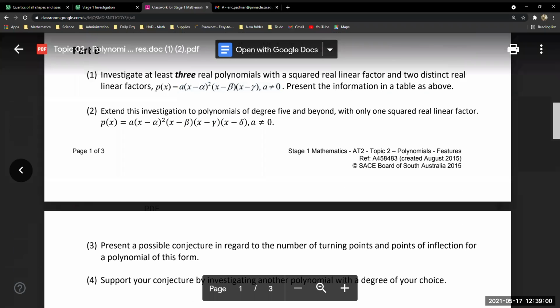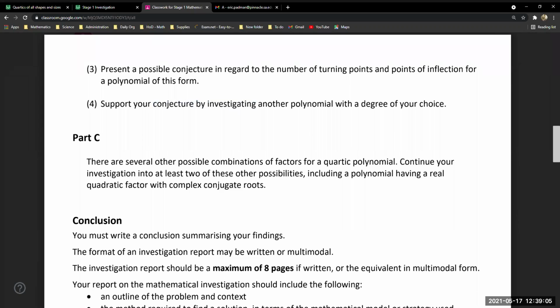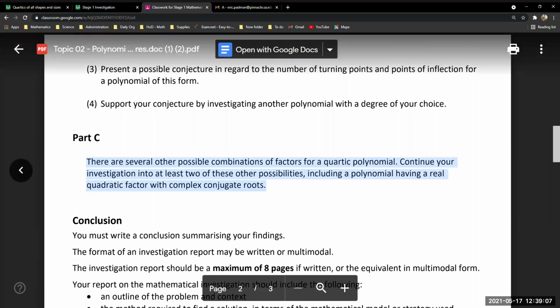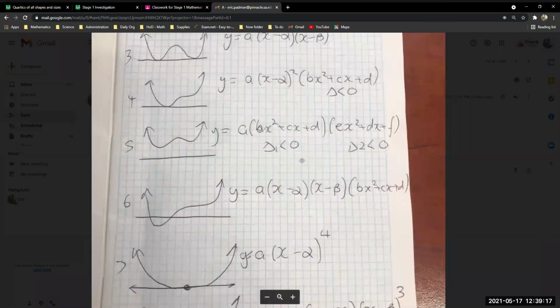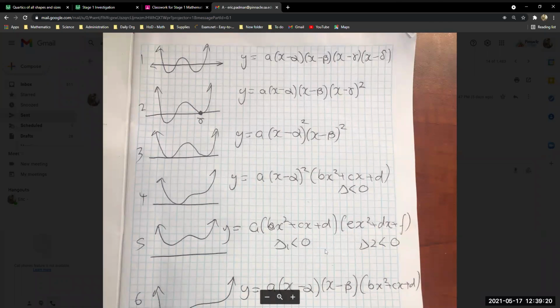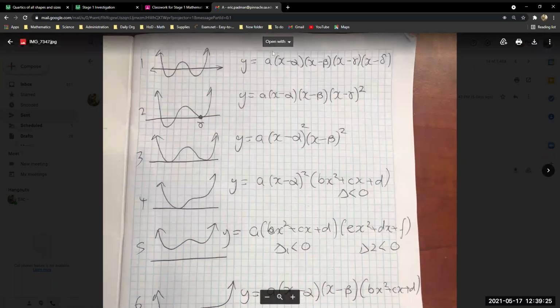You'll find you have to write a different follow-up and find a different conjecture. But we're actually looking at part C: several other possible combinations of factors of a quartic polynomial. I'm going to go back to looking at this image here, which I'll blow up for everyone. What I drew here was essentially 8 different ways that an order 4 polynomial, a quartic, can behave around the x-axis.